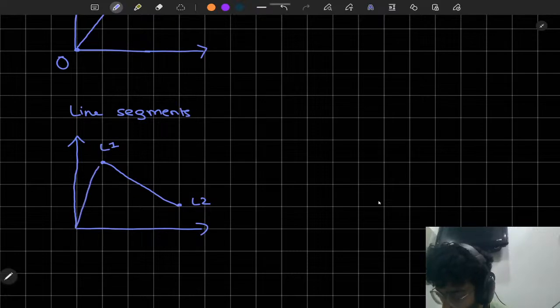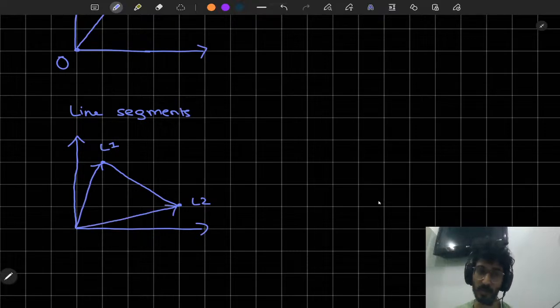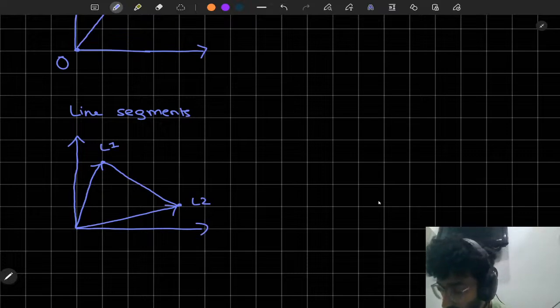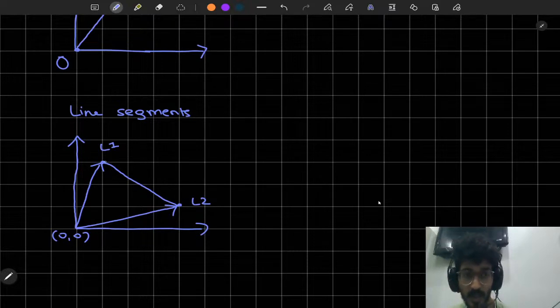So L1 and L2 can also be thought of as vectors starting from the origin. This is not the same as this. I'm talking about 0, comma 0. So if you think of them like that, how can you now generate the points along this line?